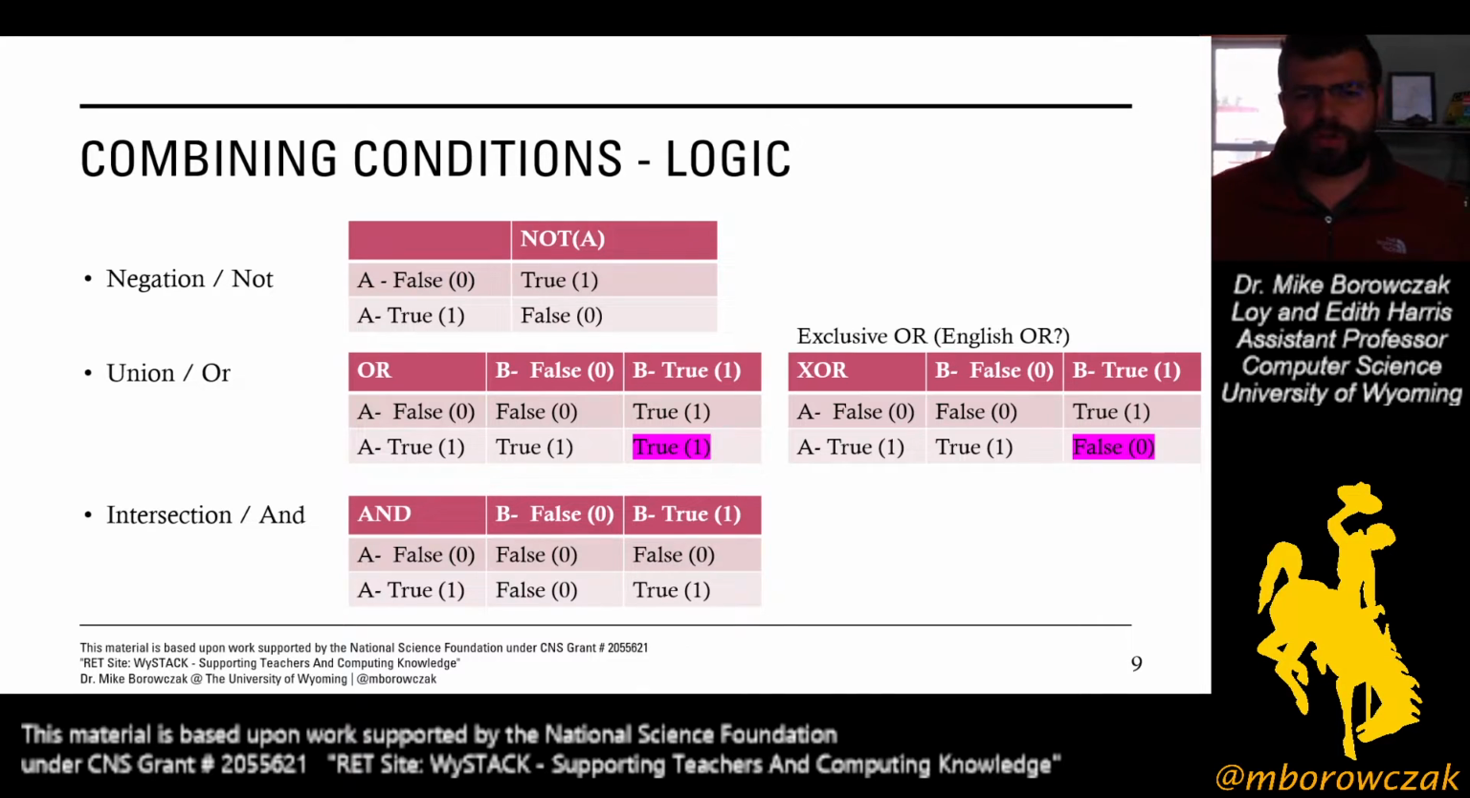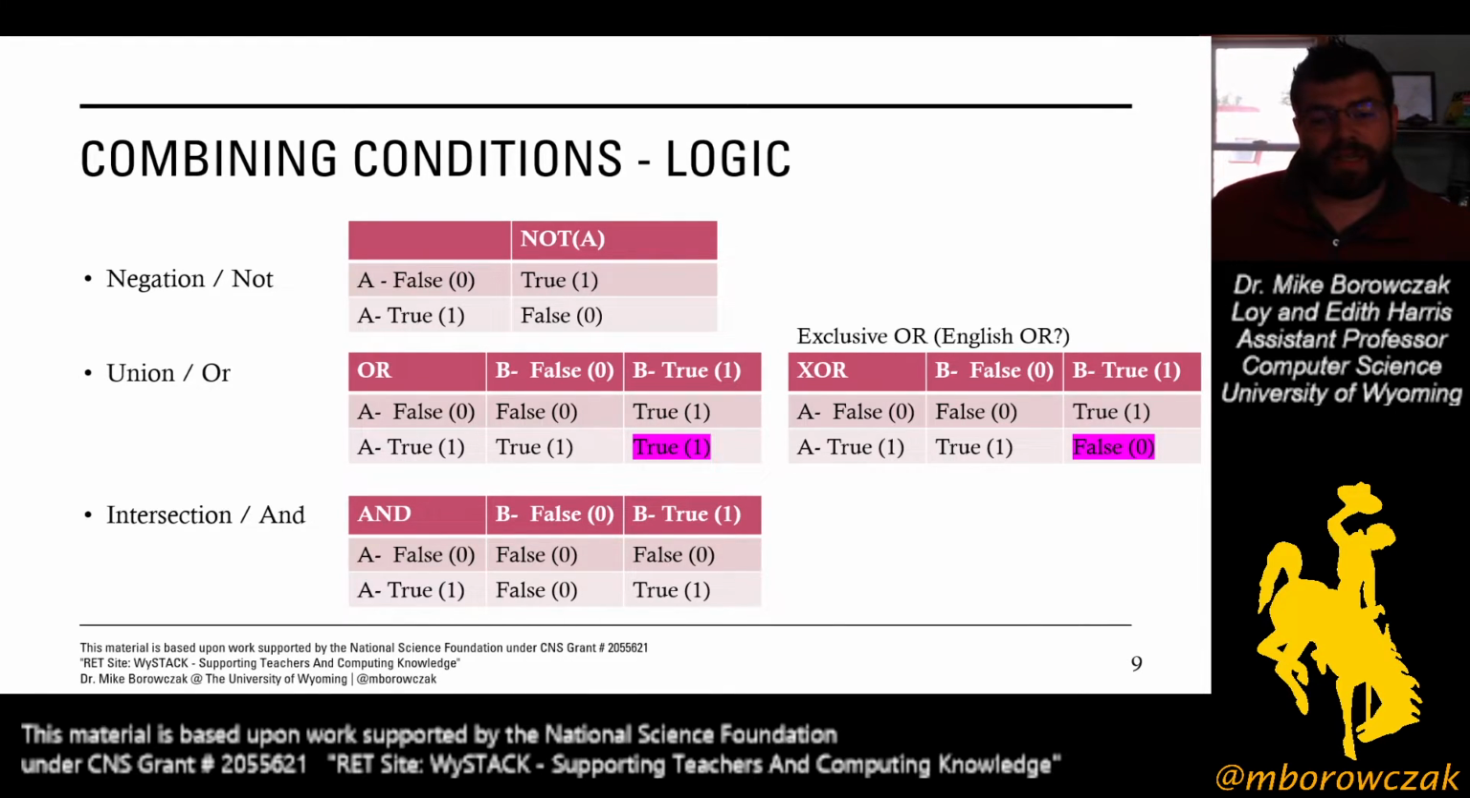Other major conditional logic, Boolean logic expressions that we have the ability to do: the union between A and B, which is represented by an OR. And I will make mention that this is very different from our English "or," in the sense that when we say "I will go to the store or I will go home," we don't typically mean both of those things, right? We mean one or the other.